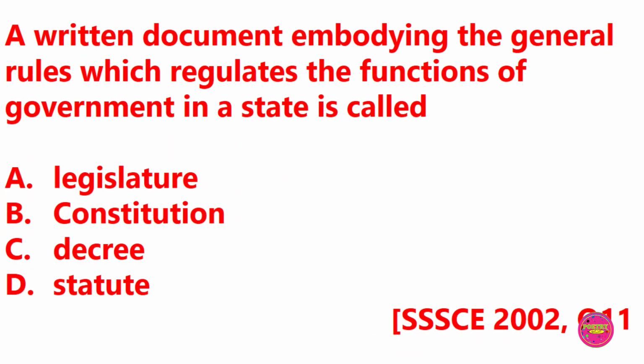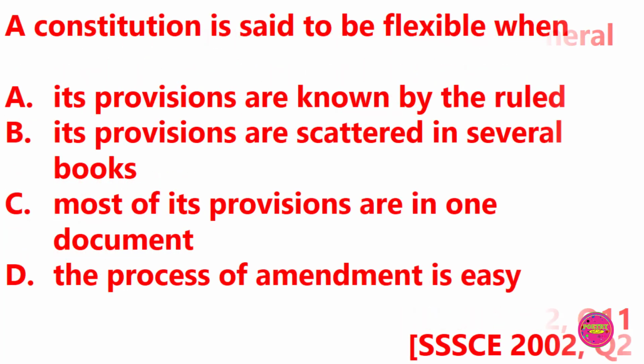A written document embodying the general rules that regulate the functions of government in a state is called A. Legislature. B. Constitution. C. Decree. D. Statutes. The correct answer to this question is B. Constitution.